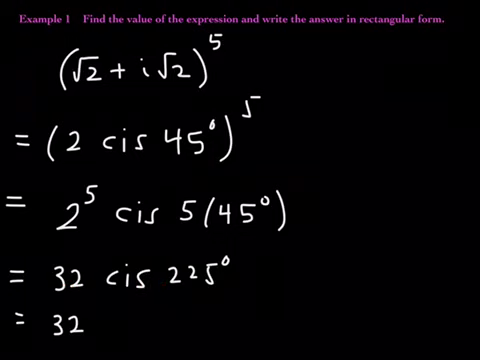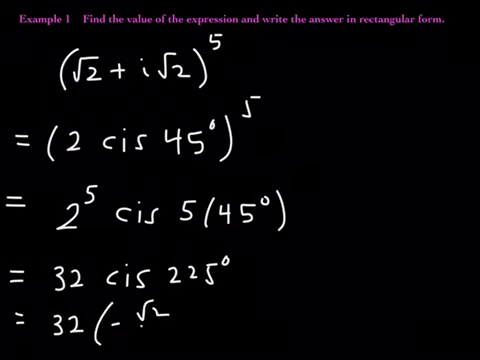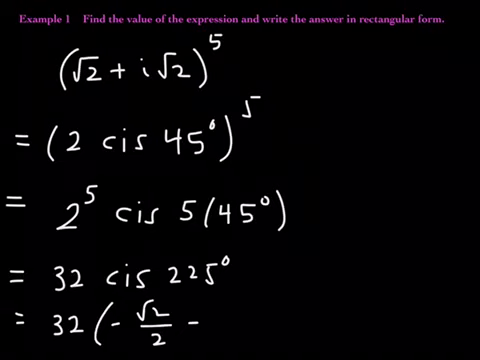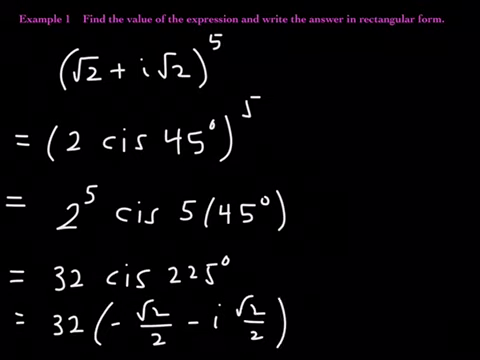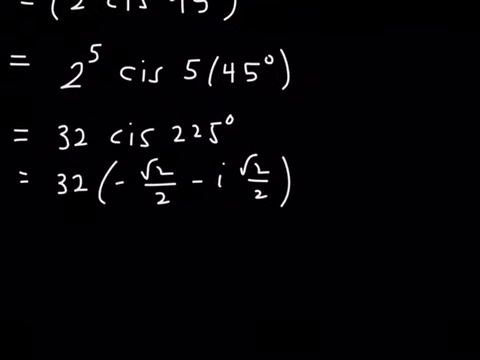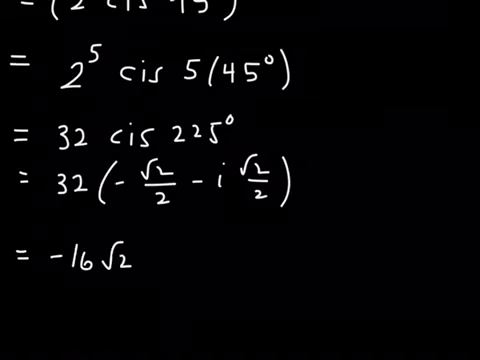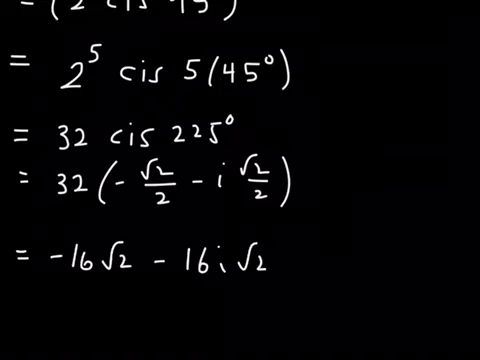Now we just want to write our final answer in rectangular form. Cosine of 225 degrees is negative root 2 over 2, and negative root 2 over 2 for sine of 225 degrees. So look at this, you guys. We're practically done. Our final answer is negative 16 root 2 minus 16i root 2.